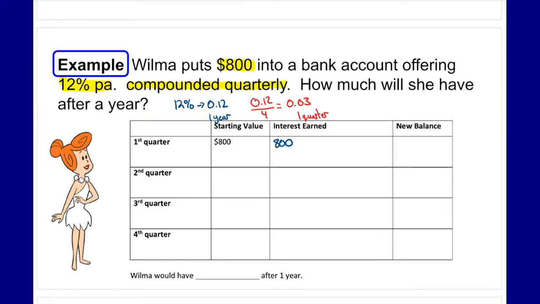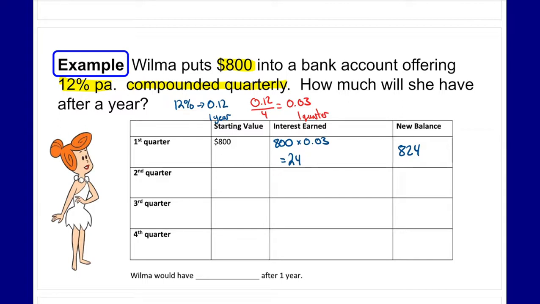So we start with that $800. We want to multiply it by 0.03. So we're going to find out what 3% of 800 is. $24. So our new balance at the end of that 1 quarter is $824.